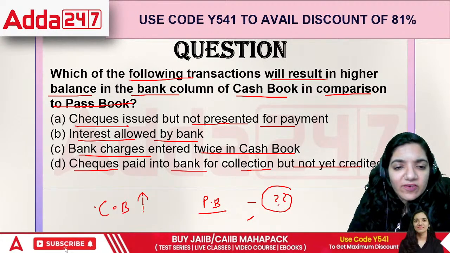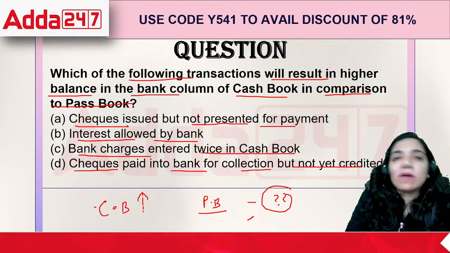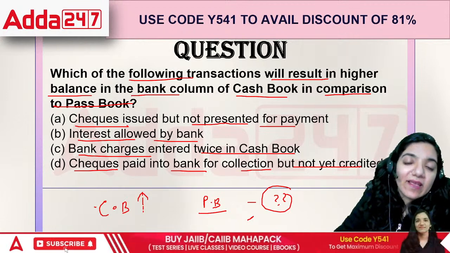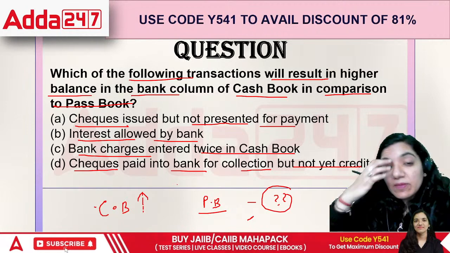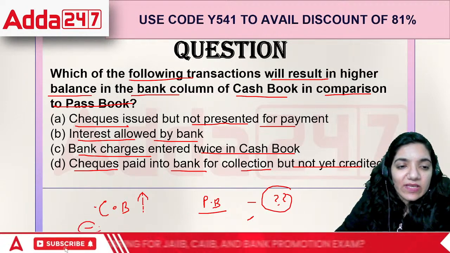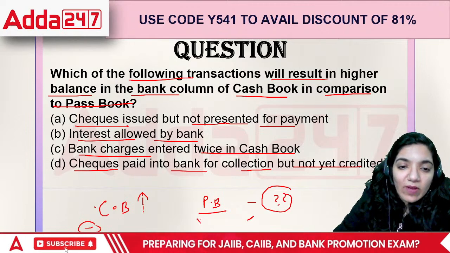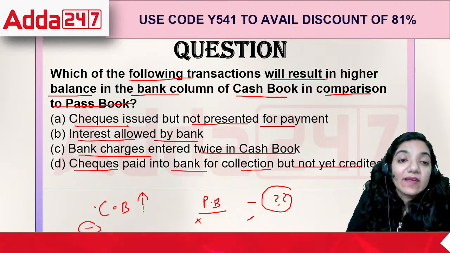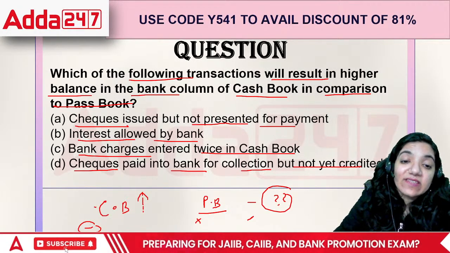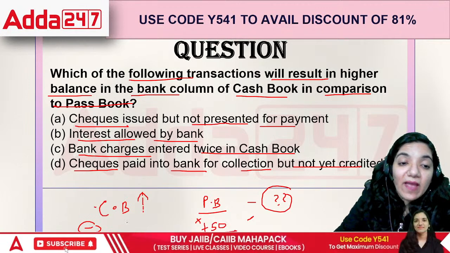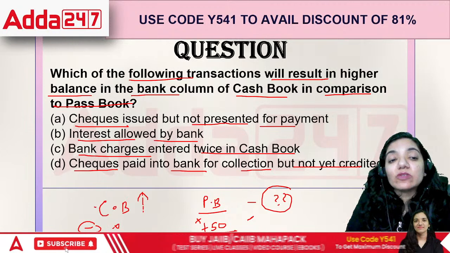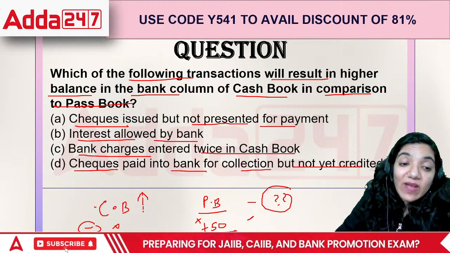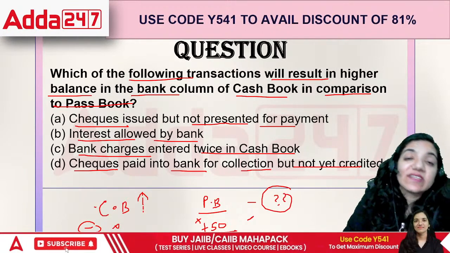Check issued but not presented for payment: we thought we have lost the money, but the passbook said, no, you haven't lost it. So technically we are at a position lower than the passbook, while we're looking for higher. Interest allowed by the bank: I have got 50 rupees in my bank, but the cash book has no clue about it. Bank charges entered twice: I have reduced something twice in my cash book, so my cash book is at a lower position.